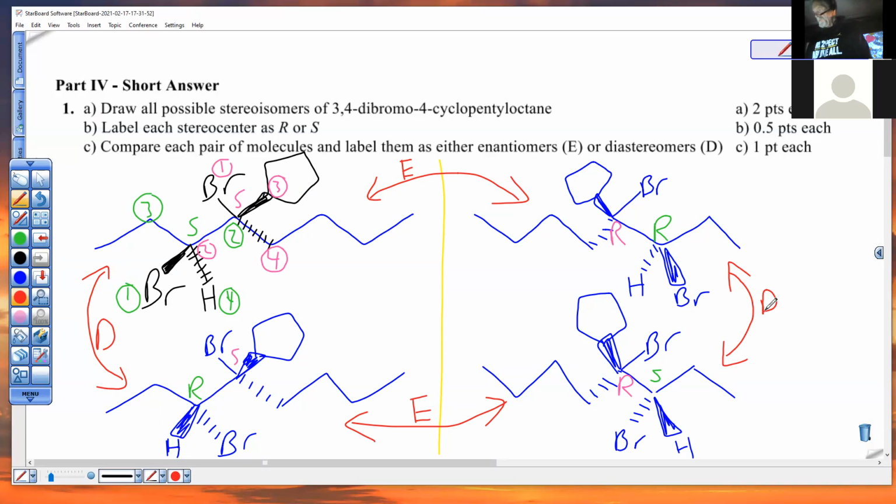And how about going from here to here? Careful, use the colors. Green S stayed green S. Pink R, pink S, it's different, so they're diastereomers too. Just like the color change here. Just so you know, this arrow: pink S, pink R, green R, green R. Green stayed the same, pink changed, also diastereomers.